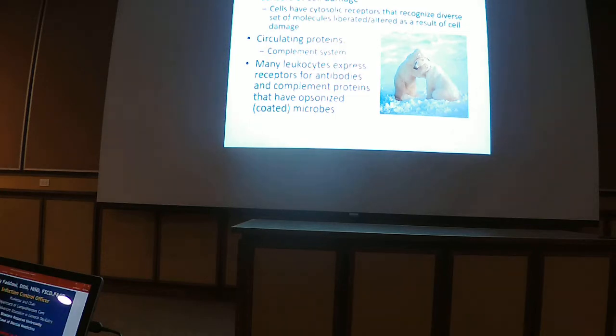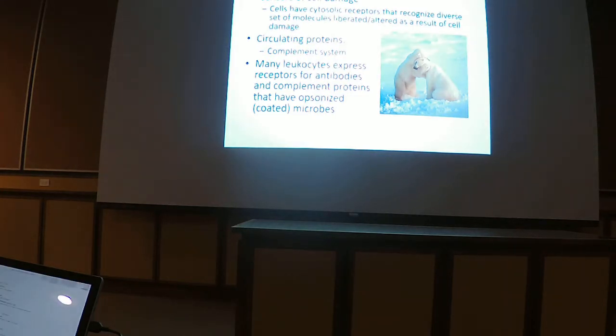Also, a lot of white blood cells express receptors for antibodies or complement proteins that have opsonized microbes. So antibodies are also doing their thing and catching stuff. The tail of the antibody can be recognized by a white blood cell, by an inflammatory cell, shall we say, and it can bind the antibody and then begin to do its thing. Complement proteins do this thing called opsonizing or coating microbes, and so here are these two polar bears that are opsonizing one another. We will define opsonization more formally in a couple of slides.